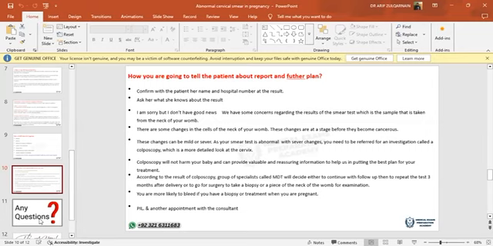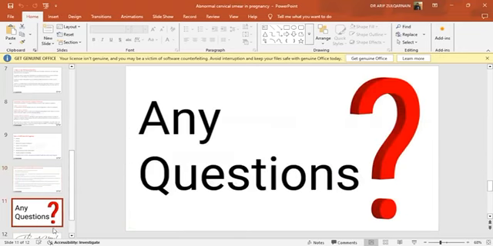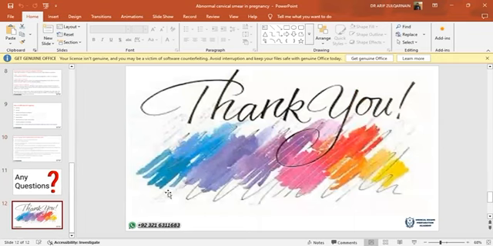And along with this, we will give a patient information leaflet and we will fix an appointment with the consultant. So in this way, we will tell the options of treatment to the patient. Okay. So if you have any questions, you can ask me. Thank you very much.